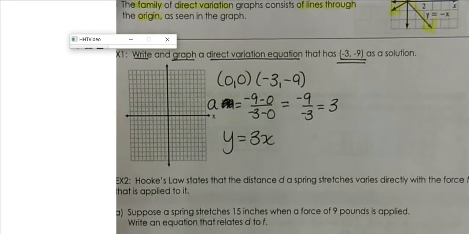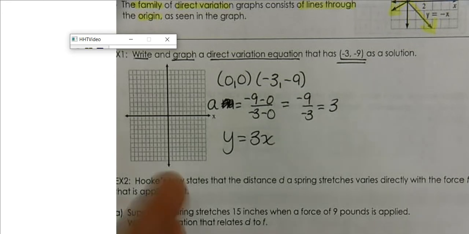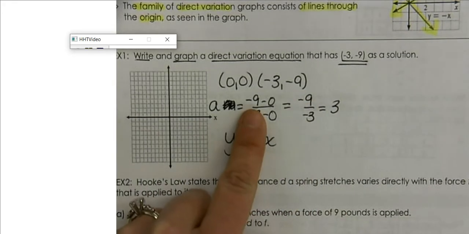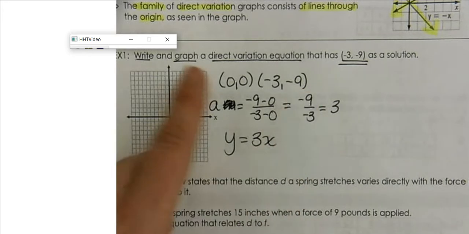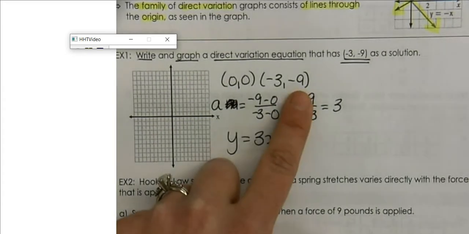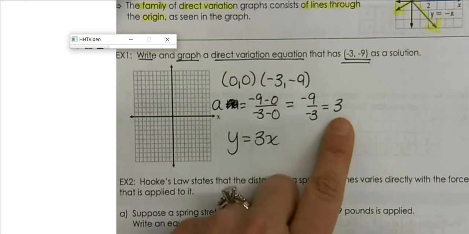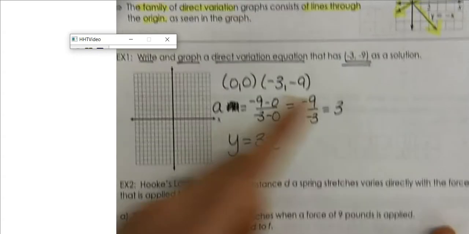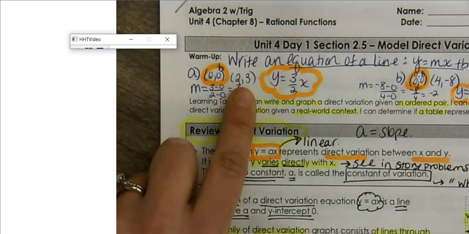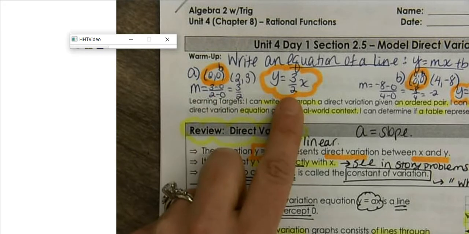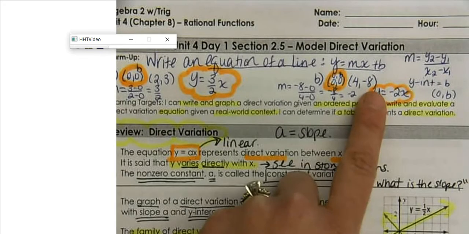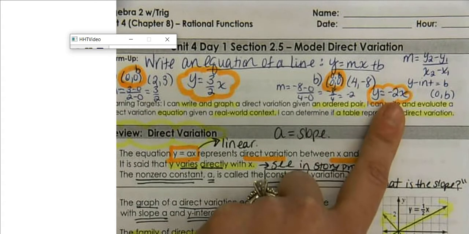But I want you to look at this. Consistently, over and over again, are you guys noticing that there's a shortcut? With all of these problems, do you see how it's really just the other ordered pair, not 0, 0, but the other ordered pair, y divided by x? Look at that, -9 divided by -3 gave us our answer for the a value. Look up here at our warm-up. 3 divided by 2 gave us our a value. -8 divided by 4 simplified to our a value. So there exists a shortcut when it comes to your a value.